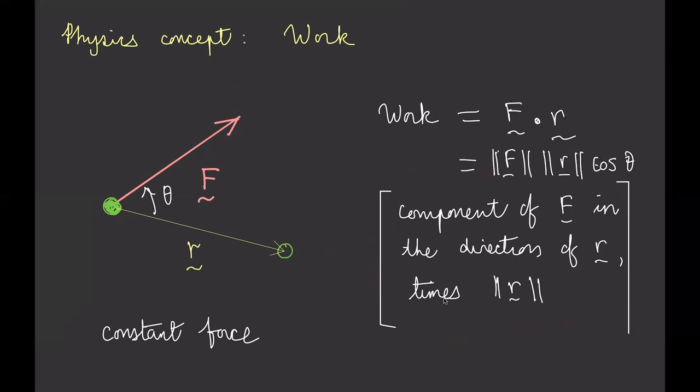So I can write it in this way, and let me just take this F cosine theta. F cosine theta is actually the component of F in the direction of r. So this F here, this vector, I can decompose it as a vector in that direction plus a vector in that direction. It's the component in this direction, which is F cosine of theta. So this is F cosine of theta times the size of r. Okay, so this is the concept of work as long as we still have a constant force.